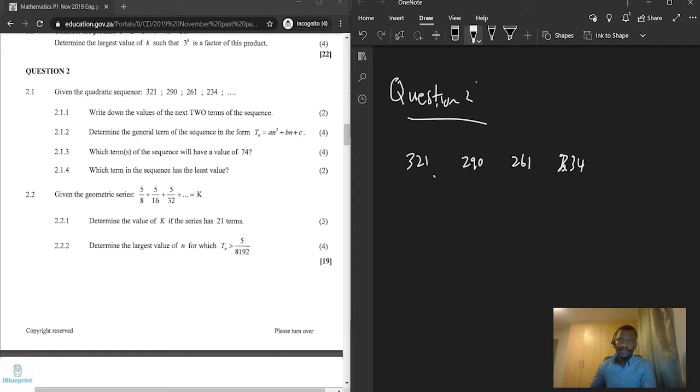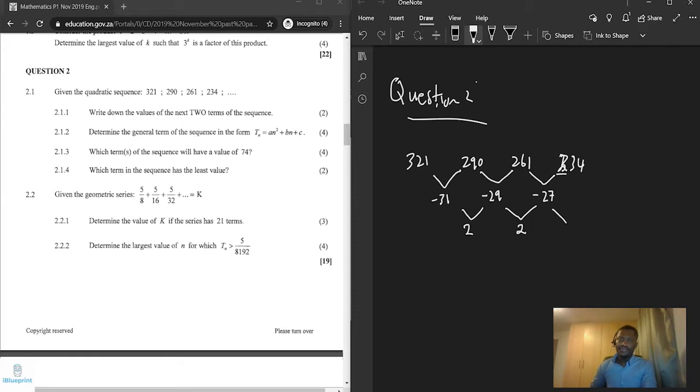Okay, so what you can do, since this is a quadratic sequence, we know that the second difference has to be constant, right? 290 minus 321 is going to be negative 31. 261 minus 290 is going to be negative 29. 234 minus 261 is going to be negative 27. And then the difference, negative 29 minus a negative 31, that's going to make it positive, which is 31 minus 29, in fact, which is 2. Same thing here. Negative 27 minus a negative 29 is going to be a positive 2.